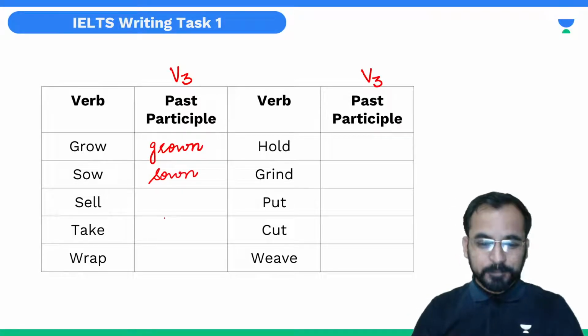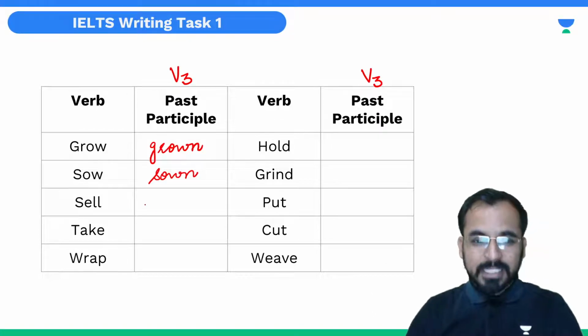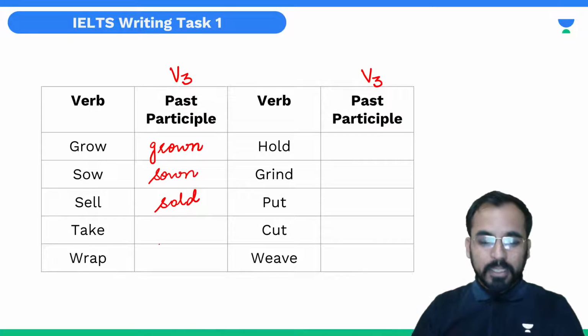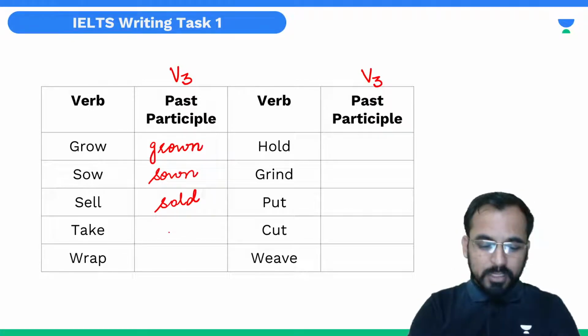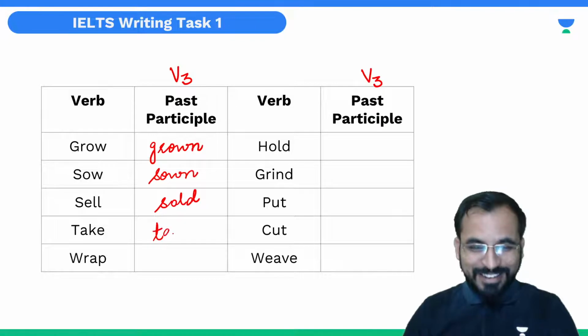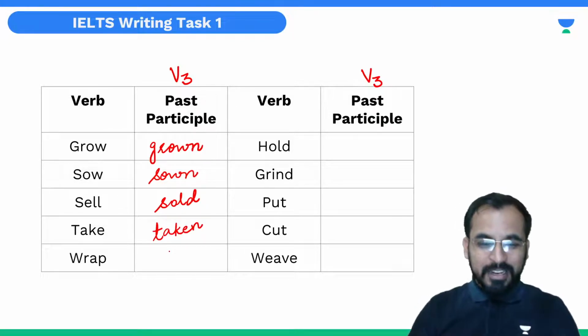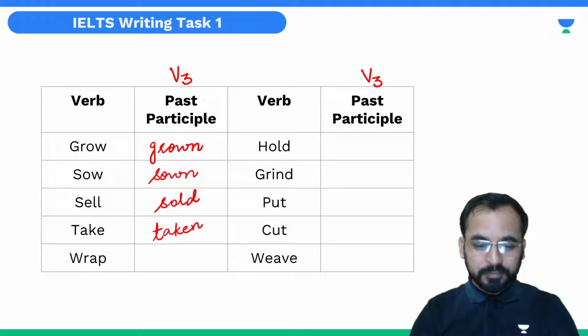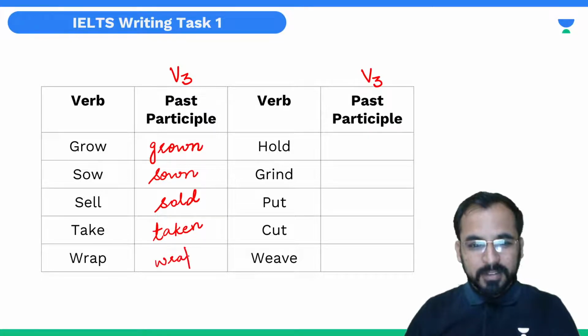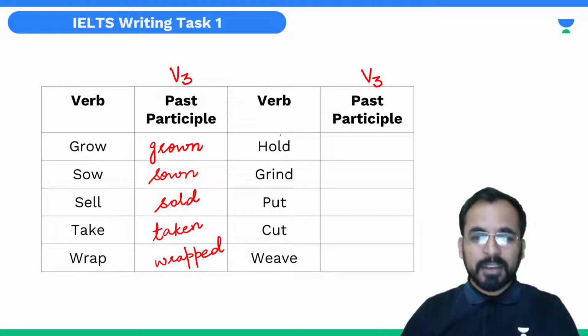What about sell? Sell, correct. Sell, sold, sold. What about take? Take, took, taken. Take, took, taken. What about wrap? Wrap, wrapped, wrapped. Right? Okay. What about hold?